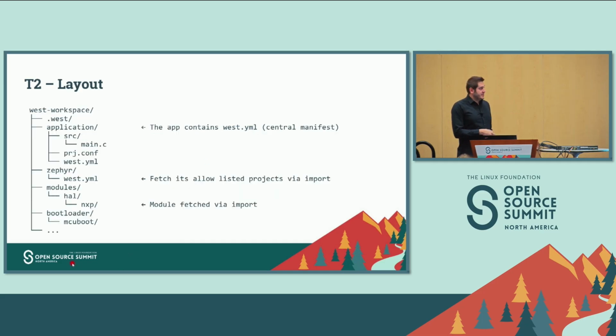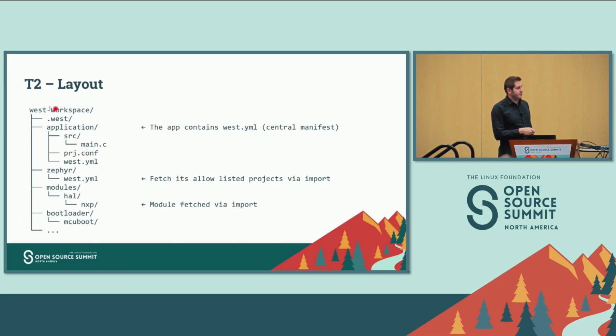So the layout in this case would look like this. Under the workspace, here you have your application. Of course, you can just call your application whatever you want. And inside it, you have the west.yaml. And if you look here under your application, we have the west.yaml, and this is the central one. This is the one that I'm using first.